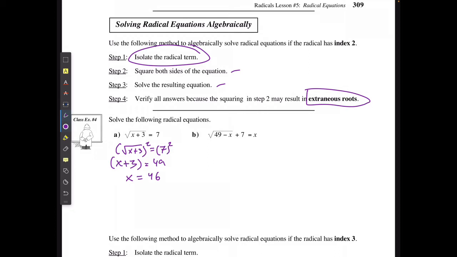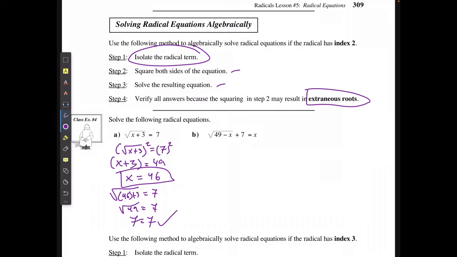Well, let's just check and see if this works. The square root of 46 plus 3 is equal to 7. The square root of 49 is equal to 7. 7 is equal to 7. And this is the correct solution.